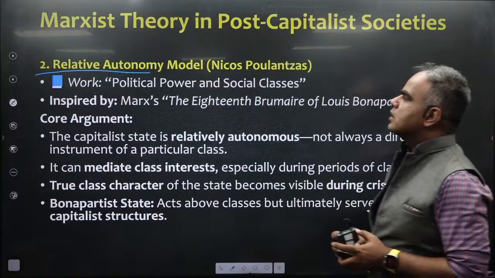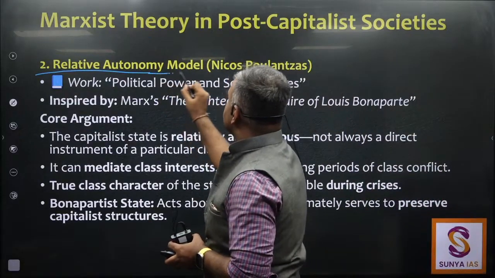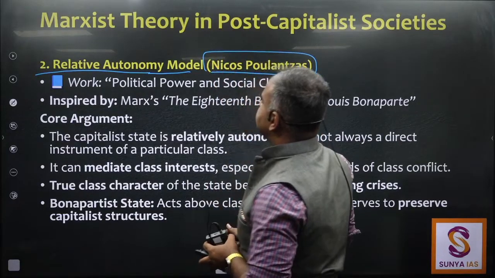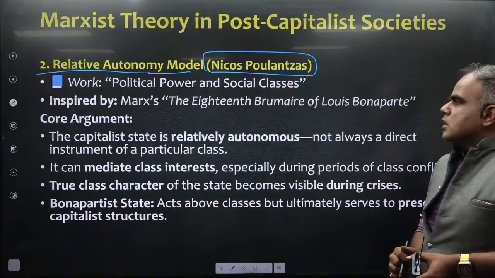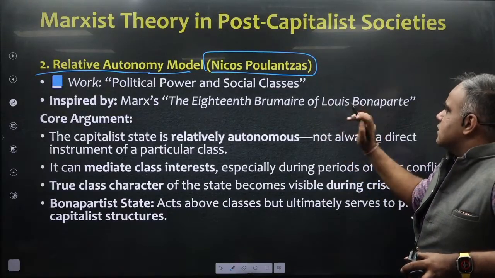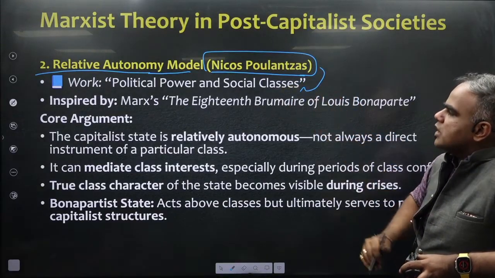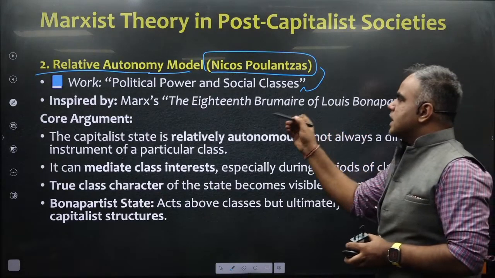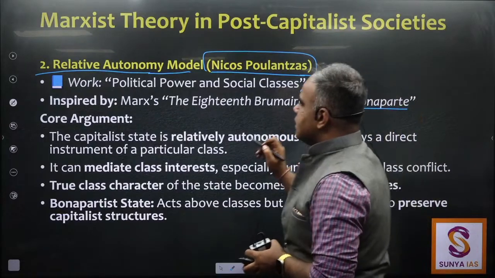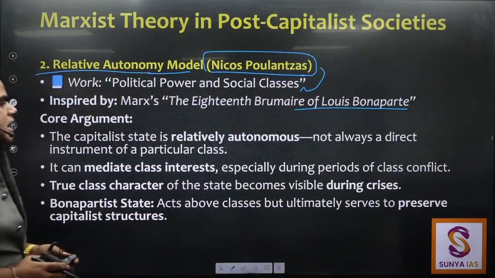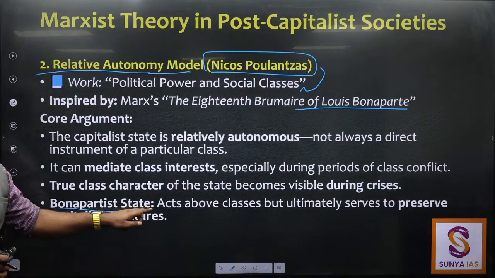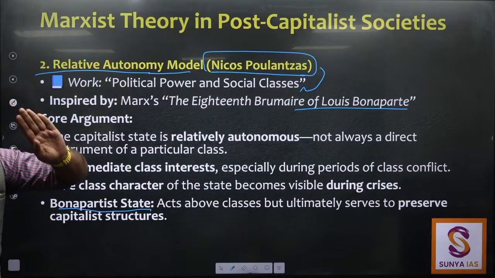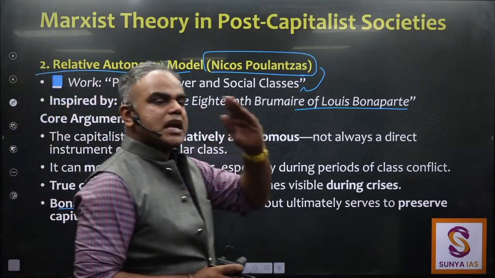ठीक है? Then you have the relative autonomy model. This is by Nicos Poulantzas. If you can remember the work, ठीक है. Otherwise, no issue as such. This is Political Power and Social Classes. There is also The 18th Brumaire of Louis Bonaparte. और इसी के साथ एक तरह से Bonapartist state की बात होगी, ओके? But the main thing is, what is this relative autonomy? It is not saying full autonomy, it is saying the state has relative autonomy.